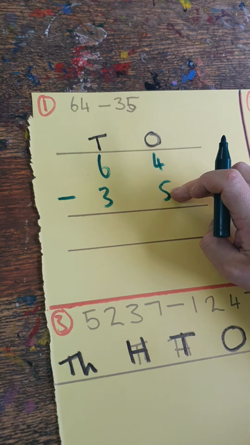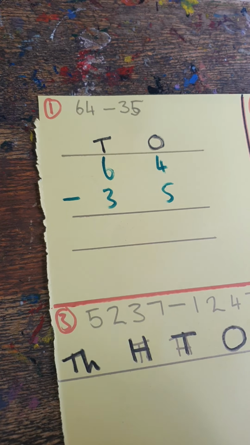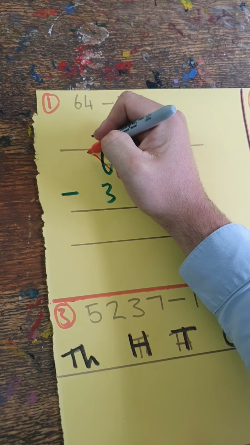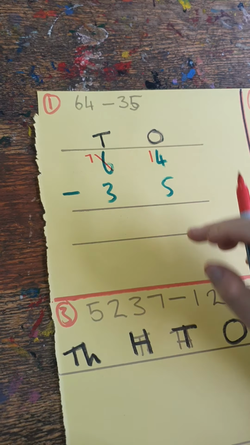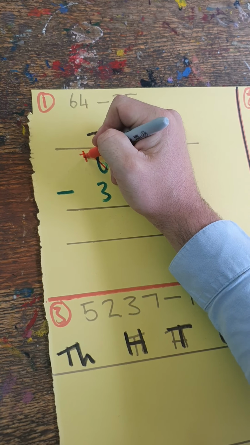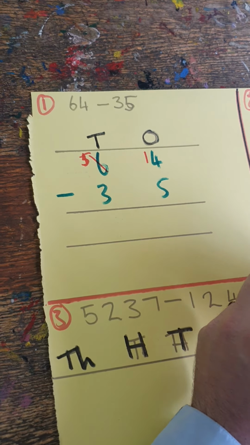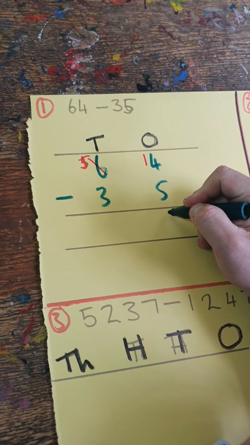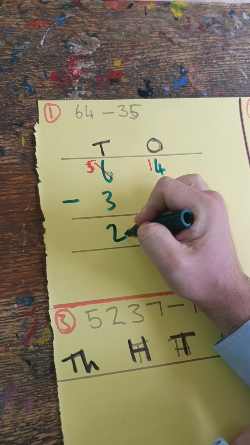Now if we wanted to take 5 away from 4, we know that we can't do it. So what we do now is what's called stealing. We're going to steal 10 from over here. So our 6 now becomes a 5, and our 4 becomes 14. So now we can do 14 take away 5, which we know is 9. And then just as before, 5 take away 3 is 2.